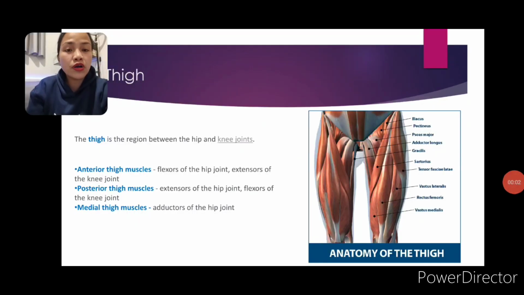Okay, now let's talk about the thigh muscles. The thigh is the region between the hip and the knee joints. It is divided into three groups: the anterior thigh muscles, posterior thigh muscles, and the medial thigh muscles. Anterior means these are the muscles located at the front of the thigh. Posterior are the ones located at the back, and medial are the muscles located in the middle.